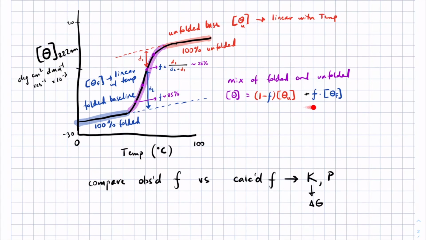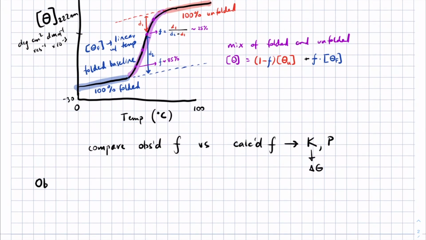And this equation here is just a way of representing that relationship. Now we've said in some cases that these folded and unfolded baselines vary linearly with temperature. Sometimes they are just a horizontal line, other times they are a line with a slope. And you have to be prepared for either option, and we'll talk a little bit more about that later.